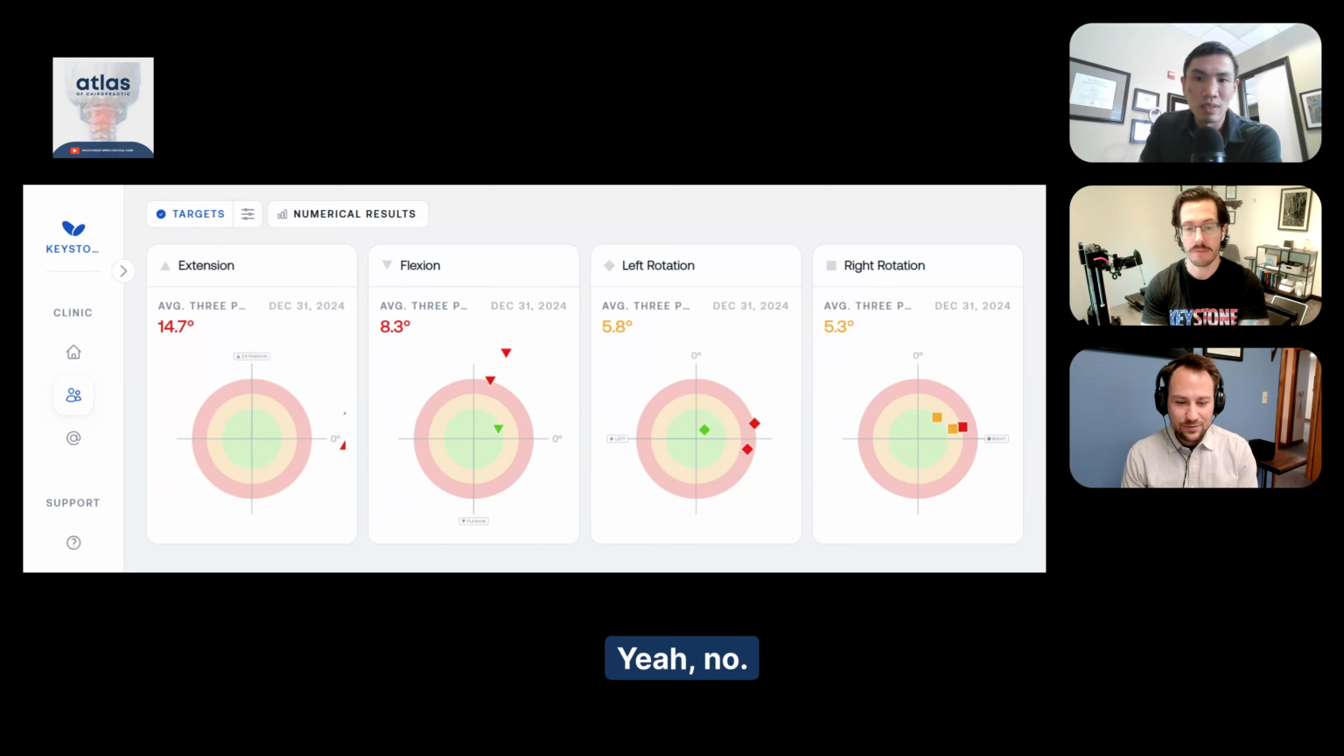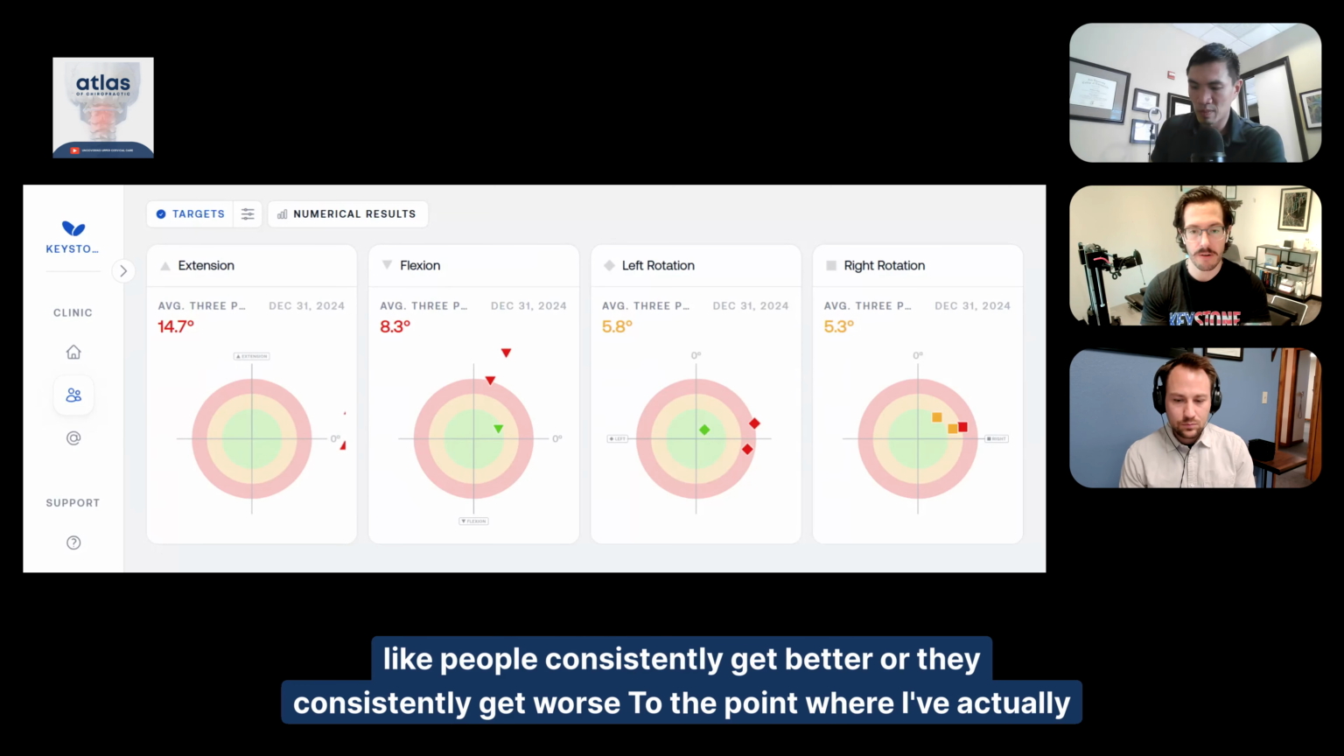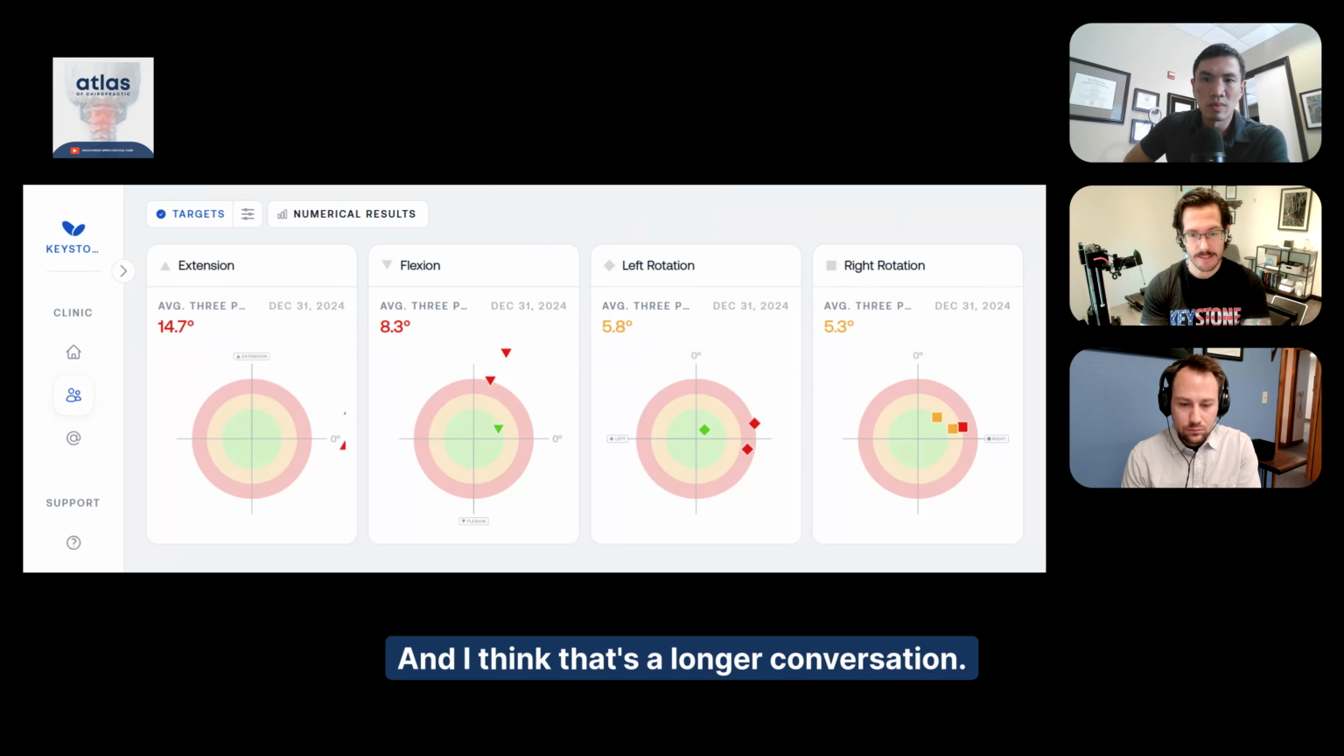Yeah. Pretty cool. Cameron, any thoughts on that? Yeah, I've done pre and post, and I have found it to largely be not consistent, in terms of people consistently getting better or consistently getting worse, to the point where I've actually stopped doing post adjustment analysis, like immediate post adjustment. And I think that's a longer conversation.